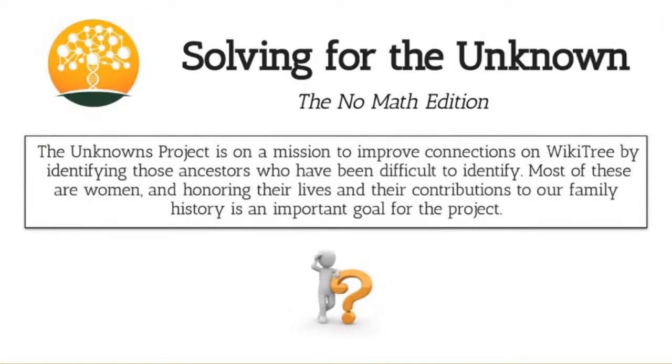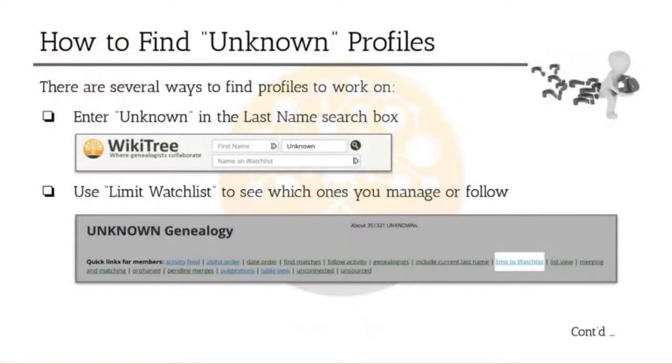Julie and I have put this presentation together to give you some tips on how to solve some of the 350,000 unknowns that we have on WikiTree. We can solve many of them, but if we can't solve them, we can at least make some improvements to make it more likely that other researchers can fix them. And we really want to help these women, they're largely women, whose family connections have been lost and are listed as unknown. So let's plunge in and learn some tips for solving unknowns.